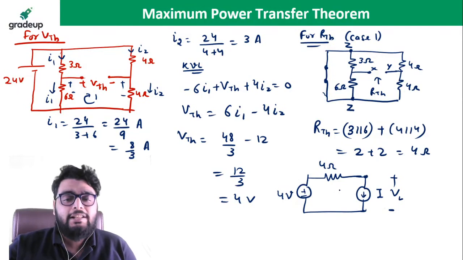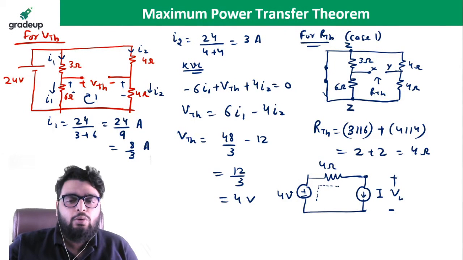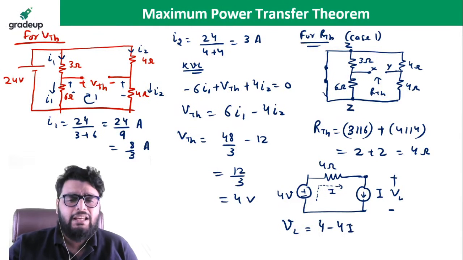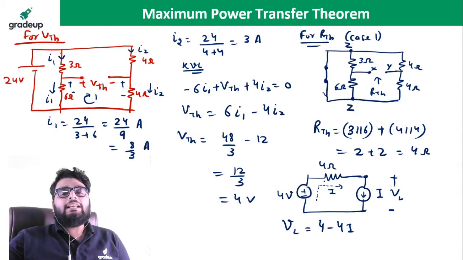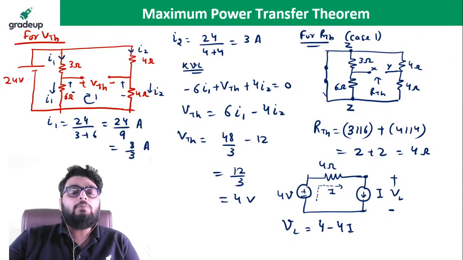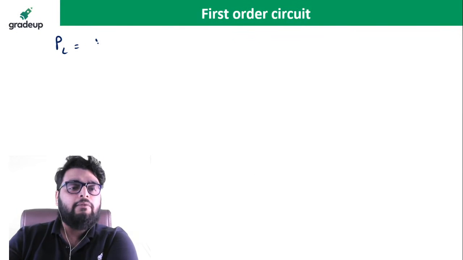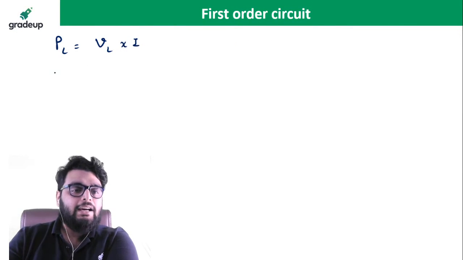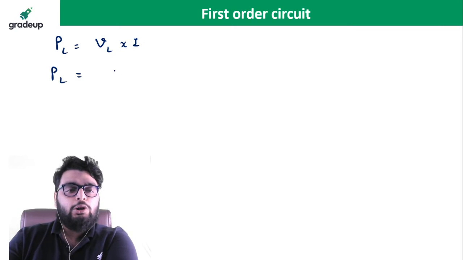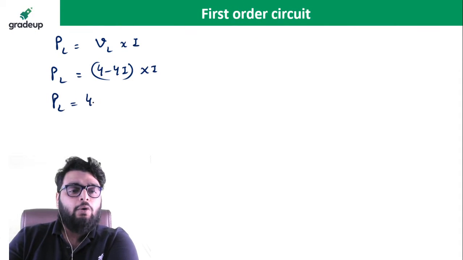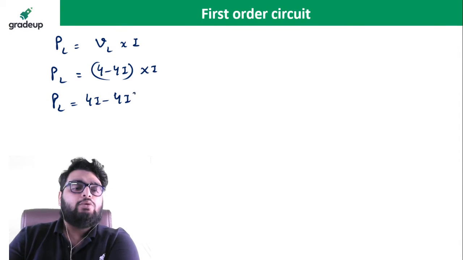So what will be the load voltage? You can see, if I have a current source, the current I will flow in this direction, right? So load voltage will be 4 minus 4i. Yes or no? Just apply the KVL, bachcho, and the VL comes out to be 4 minus 4i, right? Now power across the load will be load voltage multiplied by current. It is 4 minus 4i multiplied by current, so power across the load is 4i minus 4i square.